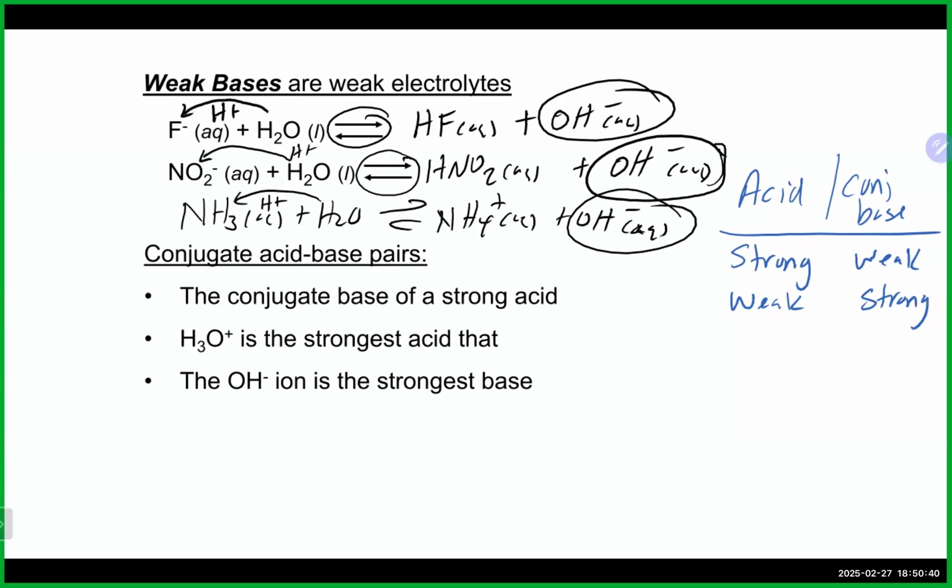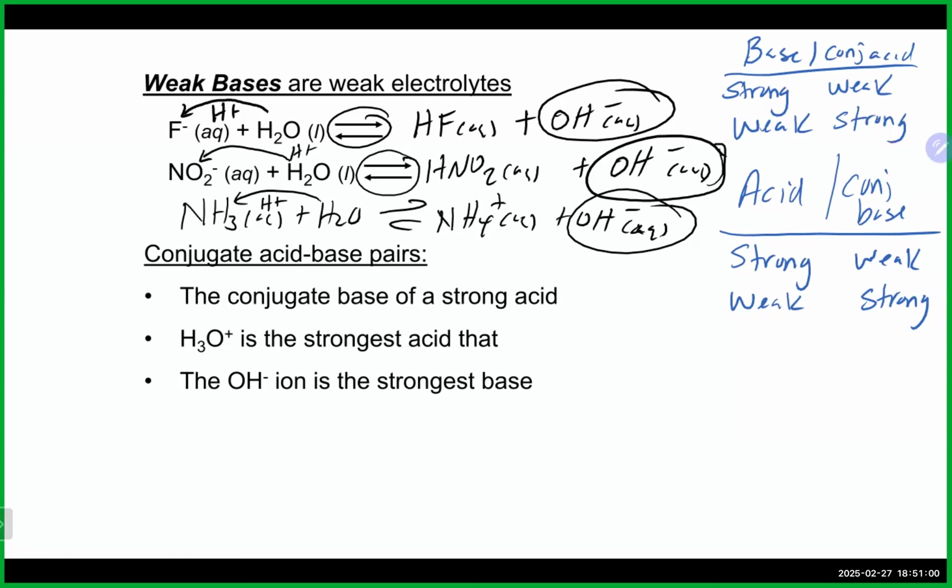And bases work the same way. If you have a base and its conjugate acid, if you have a strong base, its conjugate acid will be relatively weak. And if you have a weak base, its conjugate acid will be relatively strong.